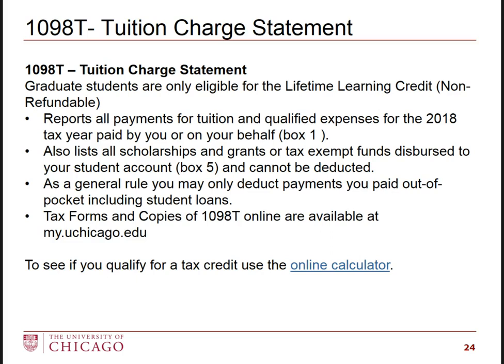Tax forms and copies of the 1098-T online are available at myuchicago.edu. To see if you qualify for this tax credit, you may use the online calculator on the IRS website.